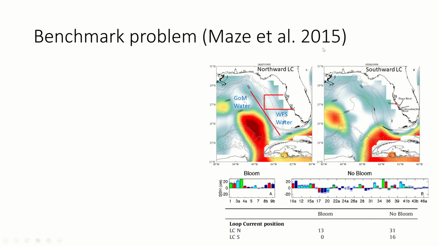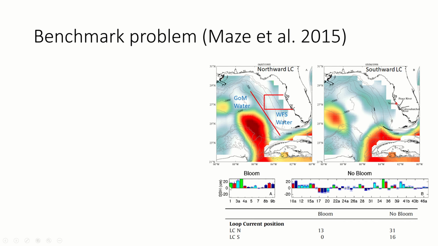The results of this study are very interesting, because this study observed that if the loop current is in the south position, there will be no plume. So that's a definitive predictor that there will be no plume. If the loop current is in the north position, then there could be a plume or no plume. So it's a necessary condition for the red tide to occur, that the loop current needs to be in the north position.